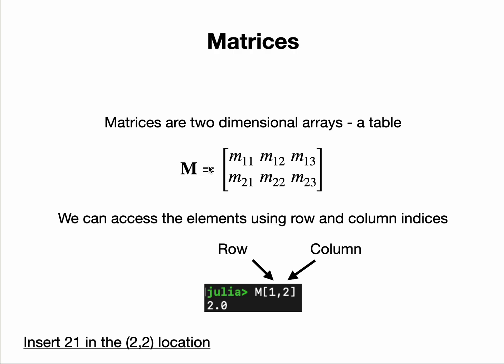So we have a big matrix, big M here, and we have element numbers. So here it's a 2 by 3 matrix. That's the numbering of the different elements of the matrix M. And we will be able to access the elements of a matrix using the row and the column indices.